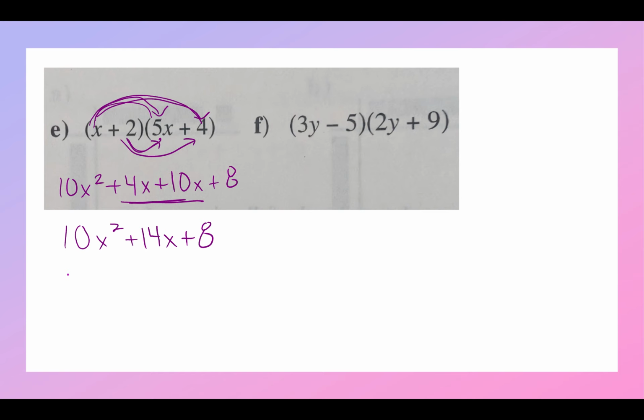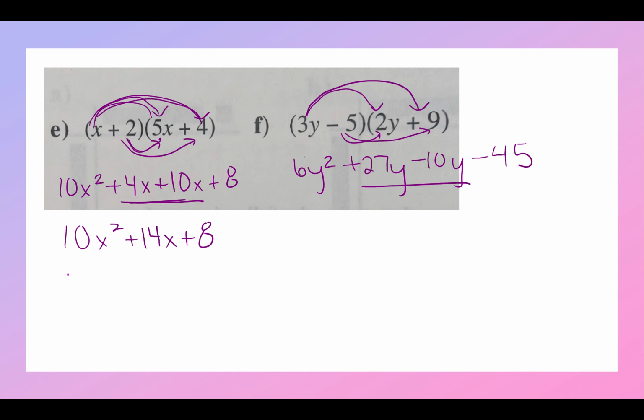With our next one, we now just have a negative in there, so we just want to be careful, but still doing the same thing. So first, 3y times 2y gives you 6y squared. Then outside, 3y times 9 gives you positive 27y. Then inside is now negative 5 times 2y, so minus 10y. And then negative 5 times 9 is negative 45. Collect your middle terms. You have positive 27 minus 10 is going to give you positive 17. So 6y squared plus 17y minus 45.